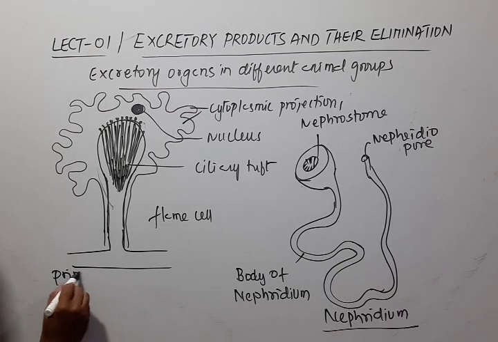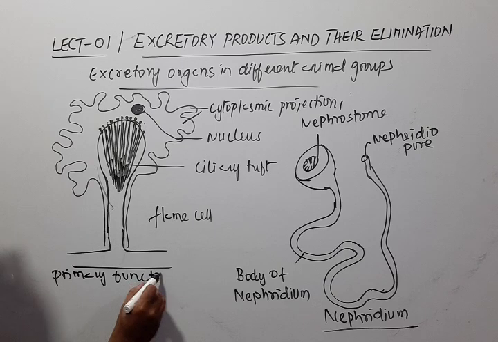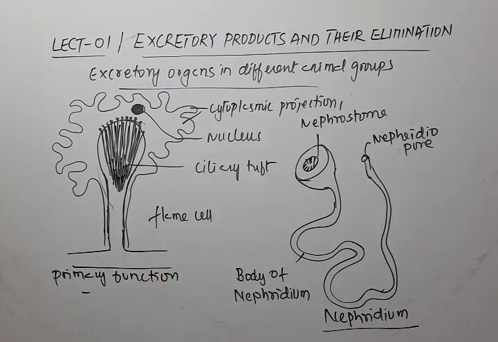The primary function of protonephridia is to maintain ionic and water balance, that is fluid volume. So what I call osmoregulation. Not only the protonephridia, but any excretory organ, the primary function is to maintain osmoregulation, that is ionic and fluid volume of the body. So that's all about excretory organs in different animal groups.